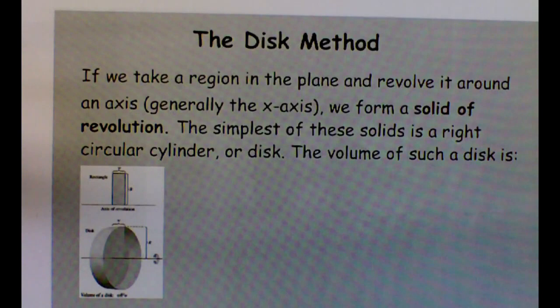All right, this is section 7.2, which is called the disk method for volume. Sorry, you can't read the title here. But let's begin. The disk method.